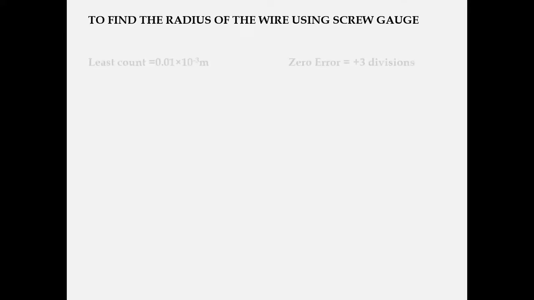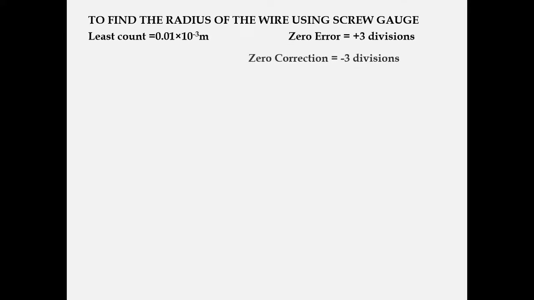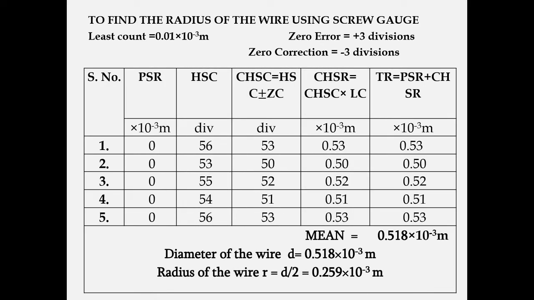Next we need to find out the radius of the wire using the screw gauge. We know the least count is 0.01 into 10 power minus 3 meters, and the zero error is plus 3 divisions and the zero correction is minus 3 divisions. We know how to calculate the readings using a screw gauge, as I have already explained in many videos. So the total reading comes out to be 0.518 into 10 power minus 3. This is the diameter. To get the radius, we divide it by 2. We get 0.259 into 10 power minus 3 meters.